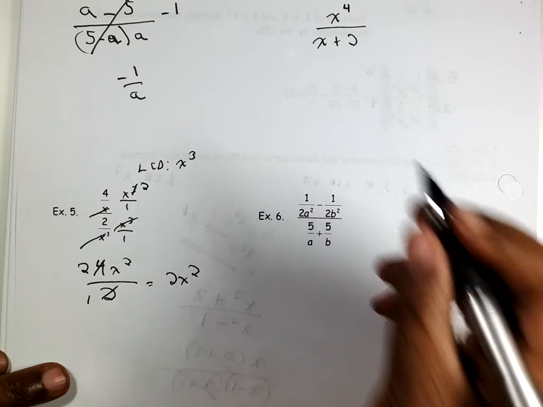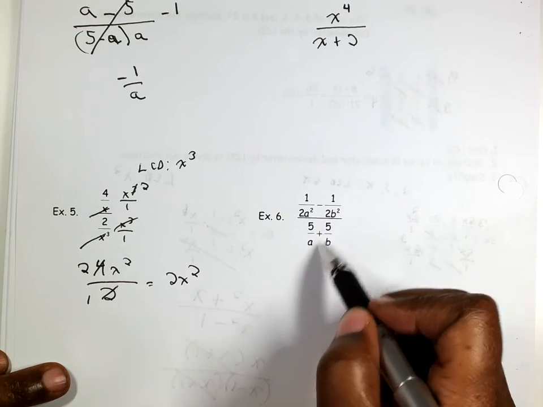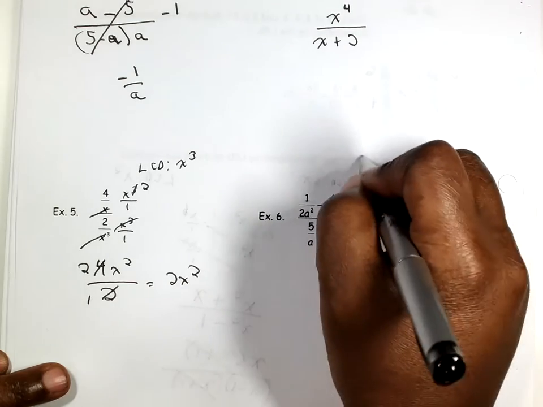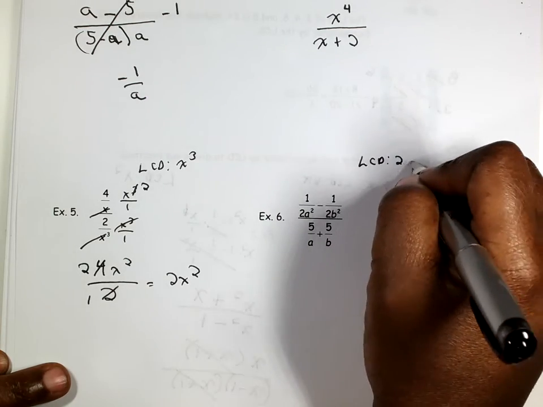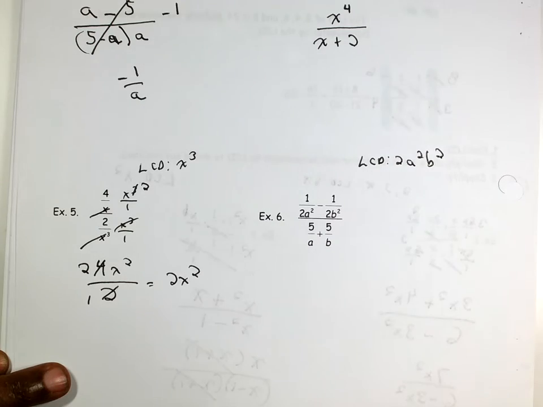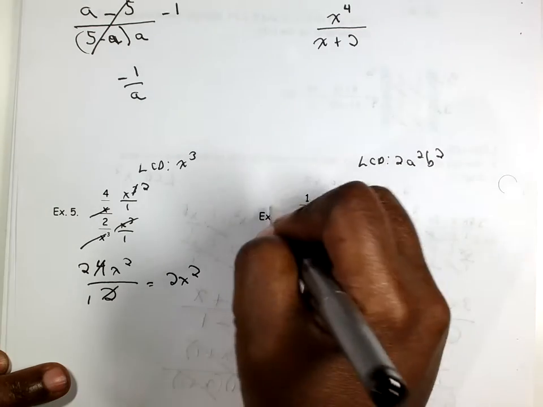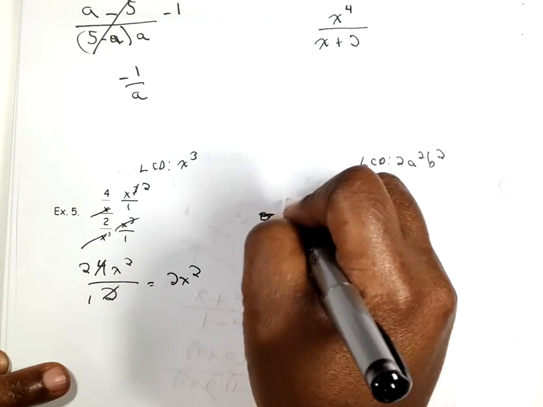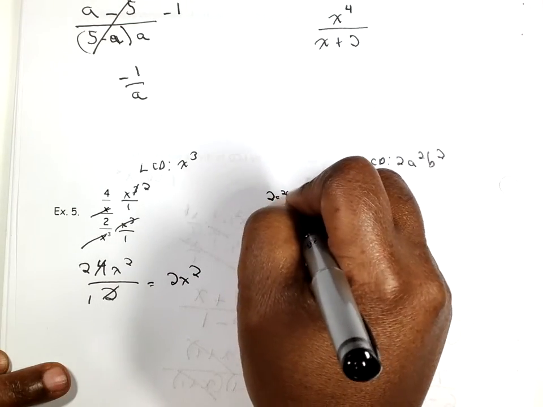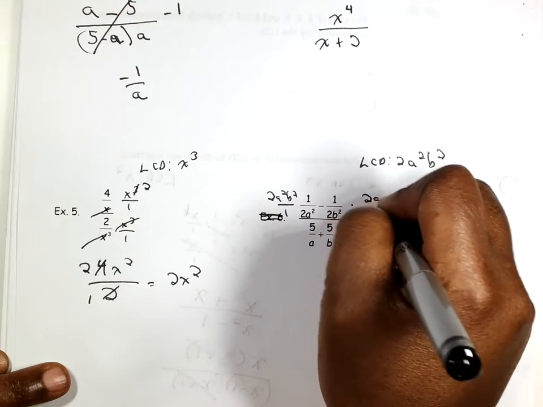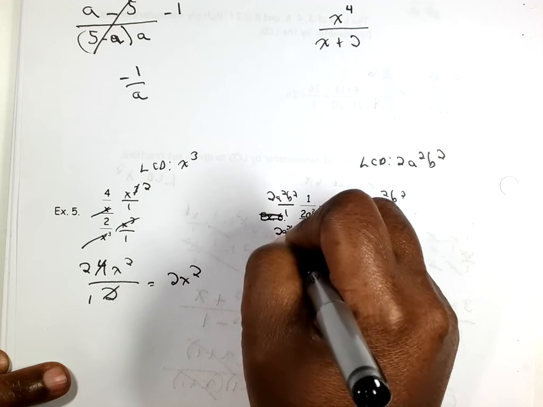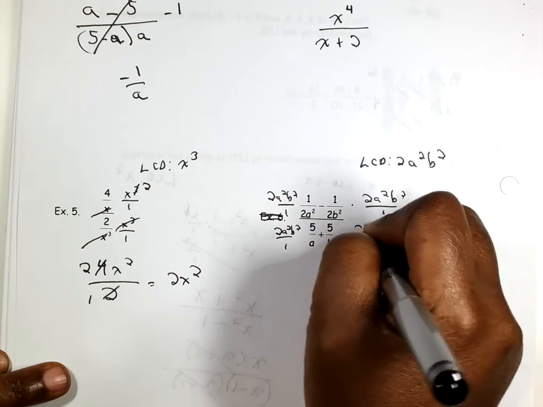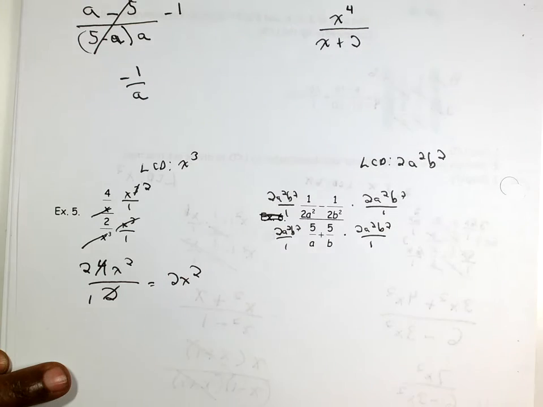And then number 6, we have 2a squared, 2b squared, a and b. So my LCD, I need to take care of that 2, and then I'm going to take the greatest power, so a squared and b squared. So I'm going to multiply this by 2a squared b squared over 1, and the other term, and then both terms on the bottom. So every single term had to be multiplied by that.